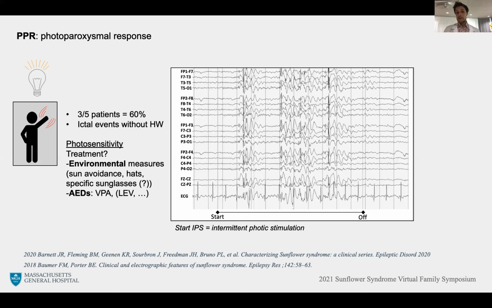But what is also interesting is that there are some environmental measures that can be very effective, like sun avoidance or avoidance of very bright light, or wearing hats or specific sunglasses, but still it's not known which type of sunglasses works the best. So again, further research is needed for this.